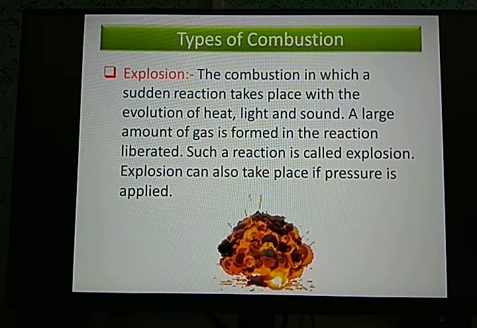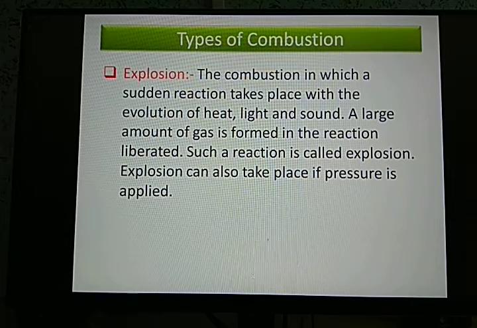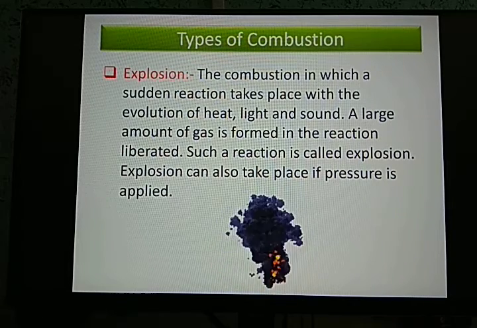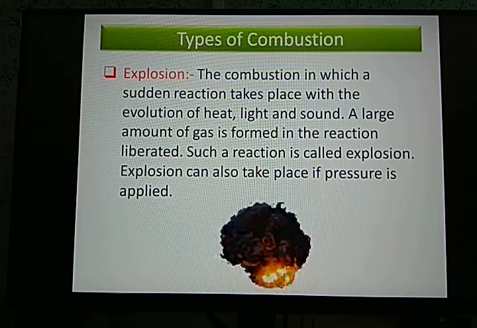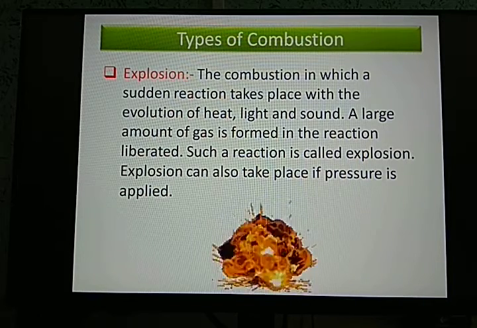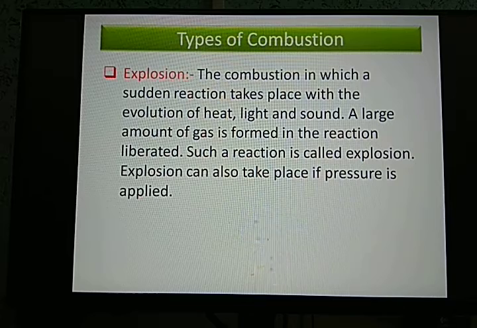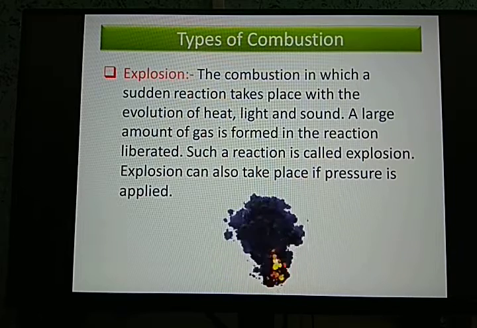So this was all about the types of combustion, the ignition, as well as how we can control the fire. So I hope you have understood today's video. You can go through the textbook as well.